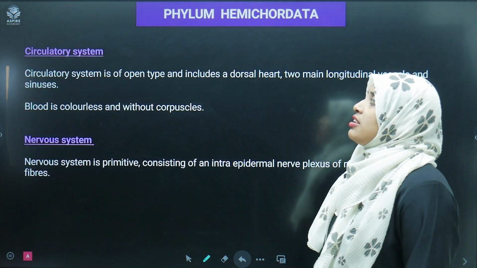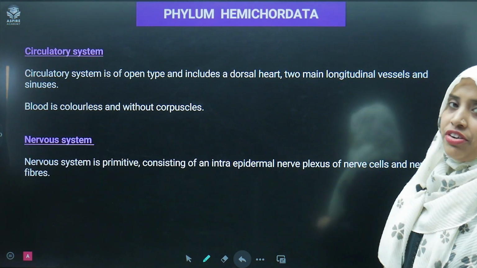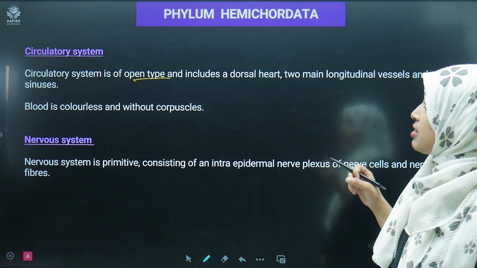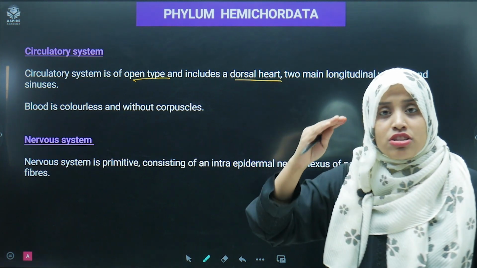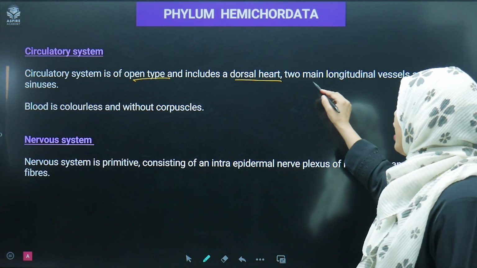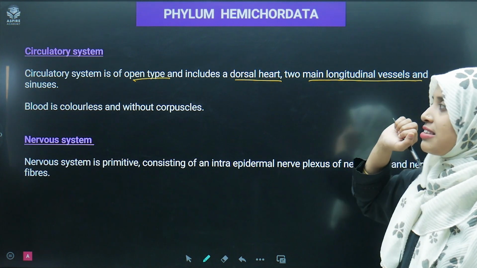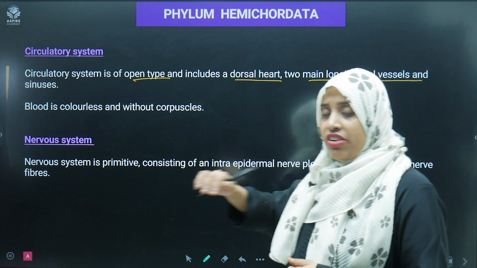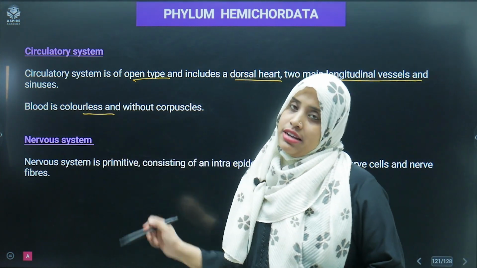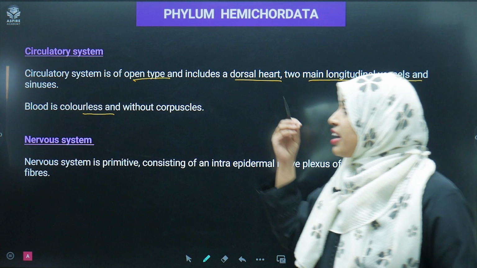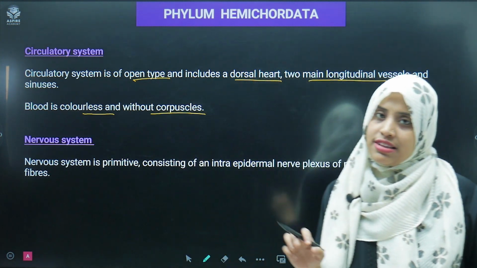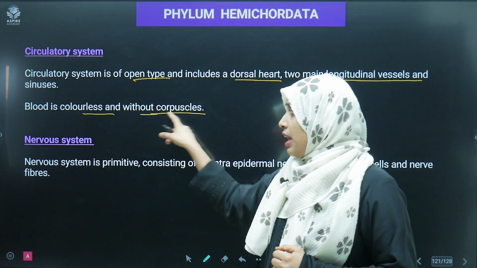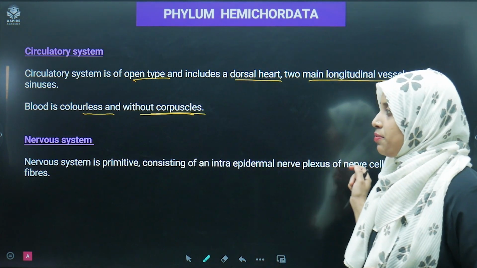Now, the circulatory system. The circulatory system is of open type, including a dorsal heart. The heart is present at the dorsal region, with two main longitudinal vessels and sinuses. Dorsal blood vessels are there, and ventral blood vessels also. Blood is colorless. How is the blood of hemichordates? Colorless, because they have no corpuscles. They don't have any pigment, and neither do they have any blood corpuscles.